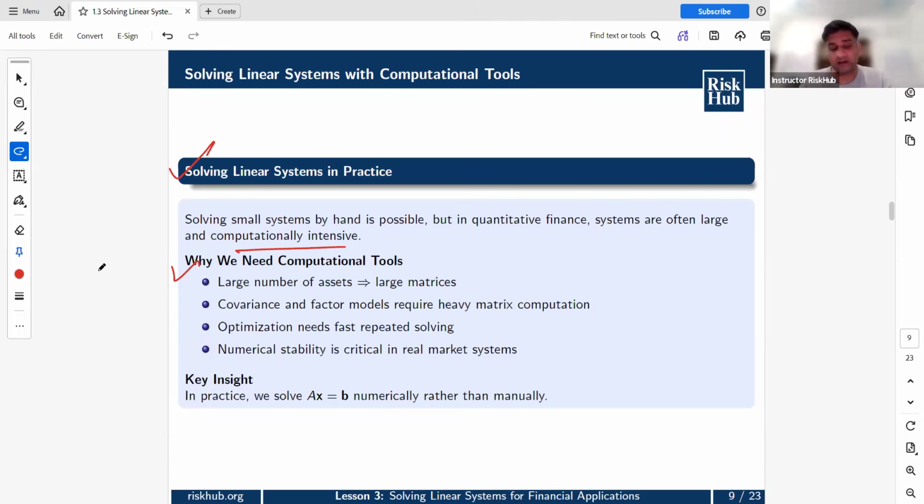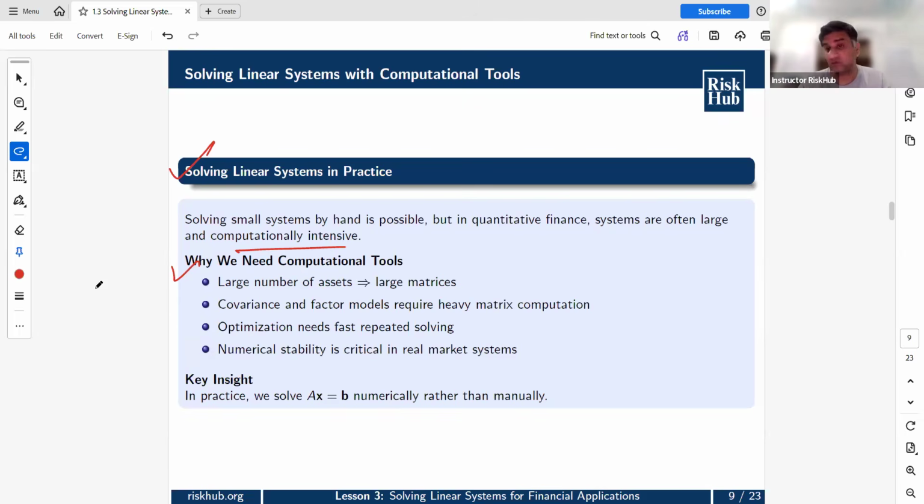Because real systems are kind of huge. A covariance matrix for 10,000 assets is what? 10,000 by 10,000, right? That's 100 million entries. You cannot solve that manually. Then you have to look at numerical stability, a critical topic. Tiny errors explode in finance, especially when the covariance matrix is nearly singular, assets are highly correlated, and market stress spikes your correlation. This caused many quant crashes historically, right?